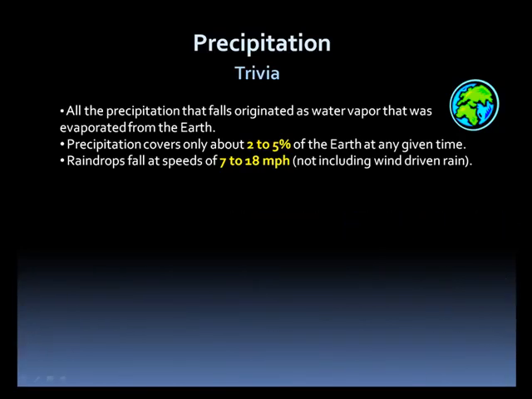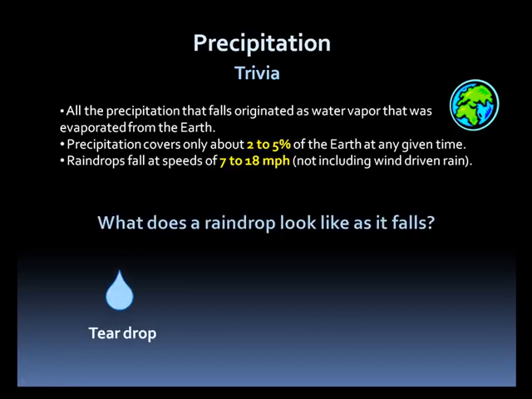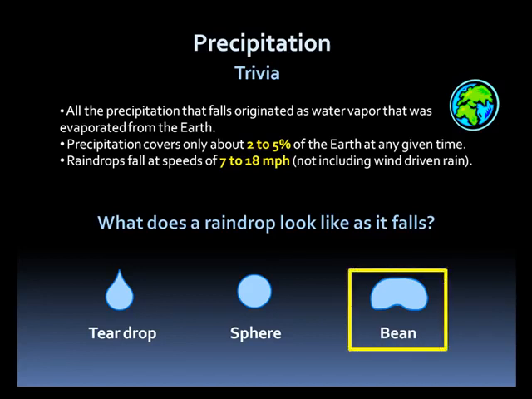Now, what do you think a typical raindrop looks like as it falls? Is it a teardrop, a sphere, or does it fall in a bean shape? Well, if you chose bean, you are right. A bean, you say? It may not seem like that is possible, so let's see why it happens.